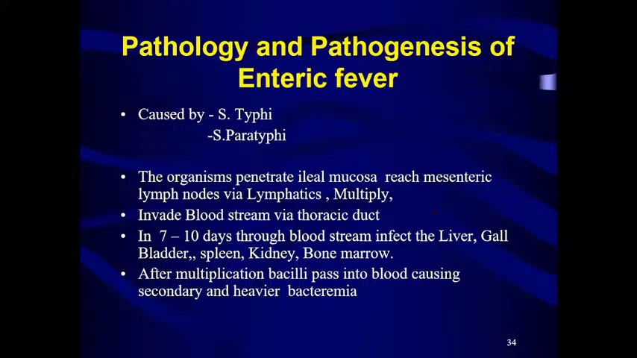For those reasons, they reach the mesenteric lymph nodes via the lymphatics. They multiply within the lymph nodes. They invade the bloodstream via the thoracic duct with lymphatic drainage. In 7 to 10 days post-infection, you have bloodstream infection of the liver, the gallbladder, the spleen, the kidney, and the bone marrow. After multiplication, the bacilli pass into the blood, causing secondary heavier bacteremia.